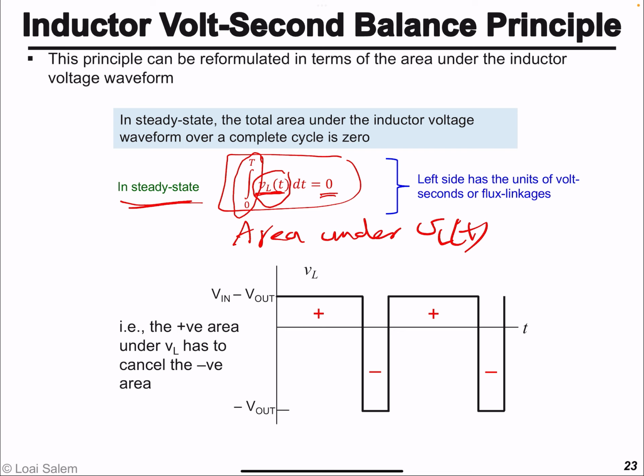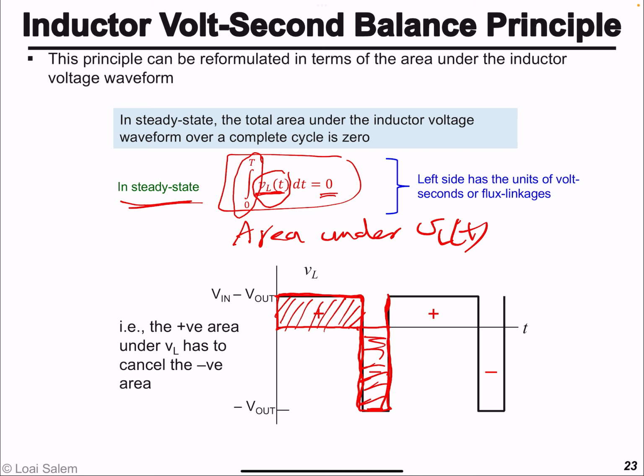And when I say that, this is the voltage across the inductor in a buck converter. It has a positive voltage, so this rectangular area must equal this rectangular area that's negative, so that the total area under the inductor voltage waveform over one complete cycle is equal to 0.